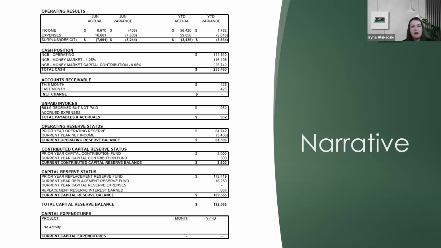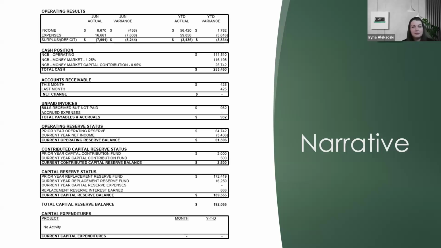For this association, the operating reserve status, they're at 61,306. That combines their prior year operating reserve and their current year net income. So that negative 3,436 reappears here in your operating fund. The reason I said it wasn't a huge deal for this particular association is because they had a prior year operating reserve of a positive 64, so it still nets to a positive number. But again, something to keep an eye on and be mindful of moving forward through year end, because we don't want that to be anywhere near zero and most definitely not a negative number.